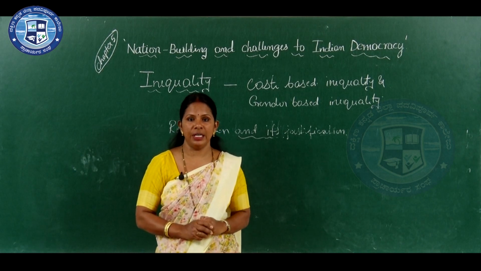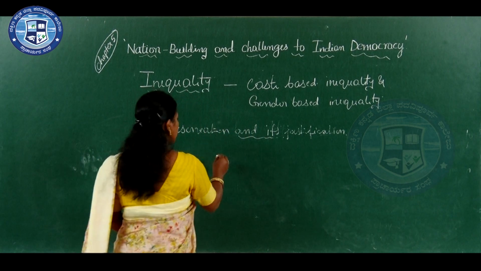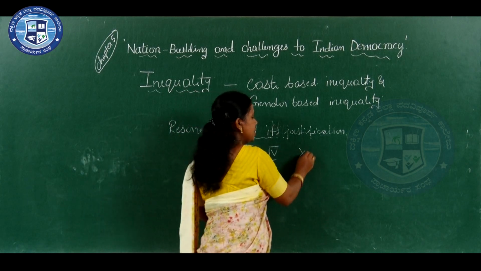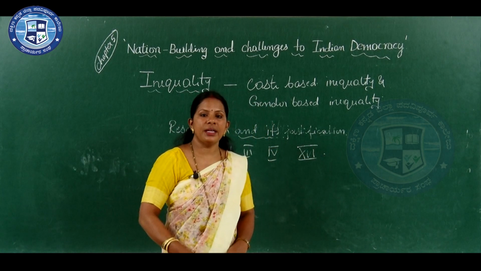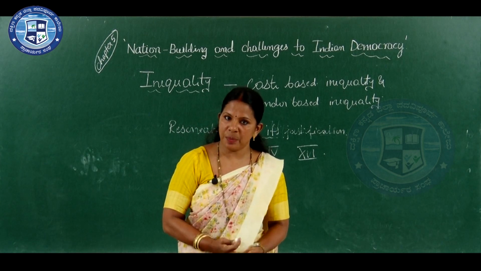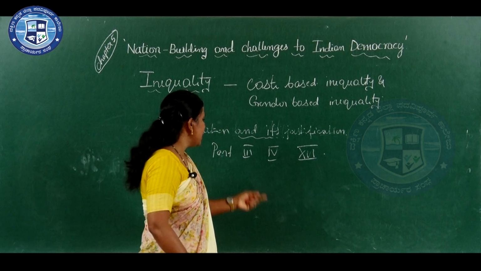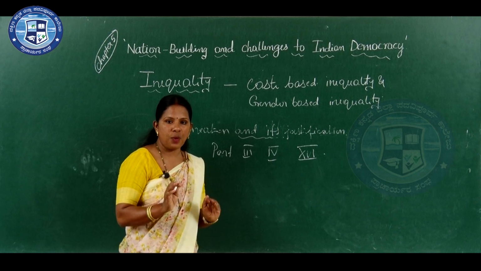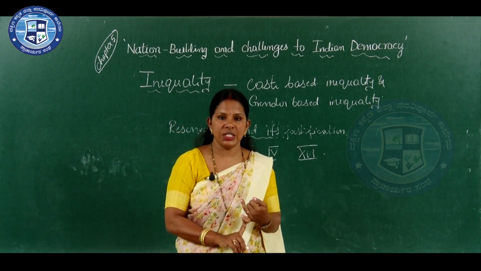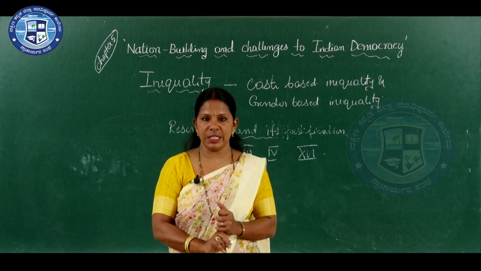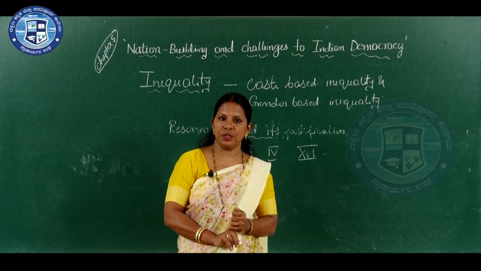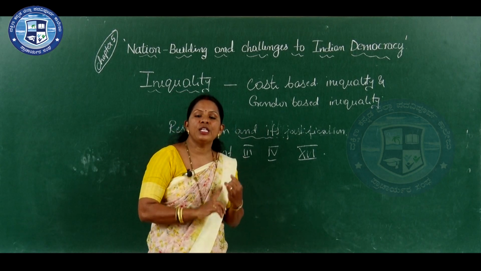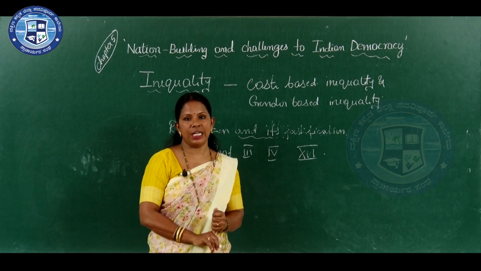So, the government of India, in Part 3, Part 4 and Part 16 of the Constitution, provided some provisions for the people who have suffered. In Part 3, Part 4 and Part 16 of the Constitution, reservation is provided in the fields of education, employment and representative bodies.